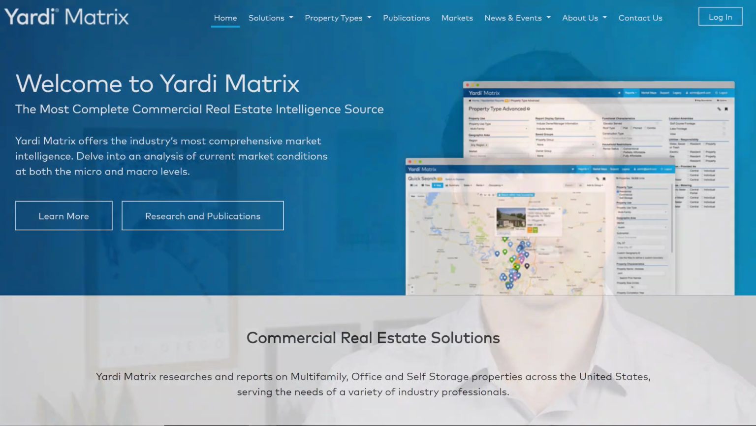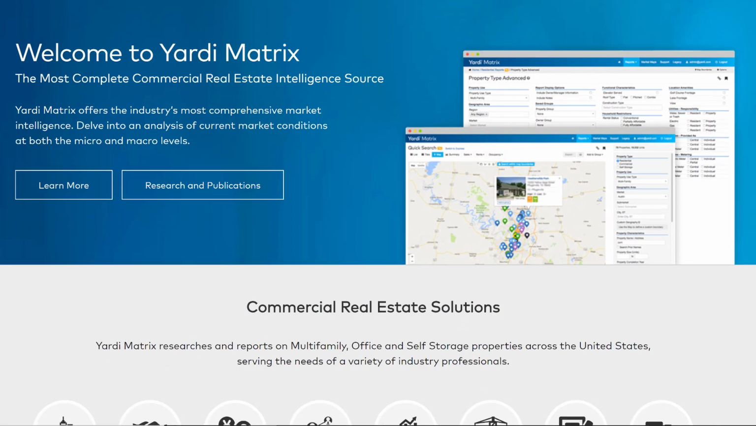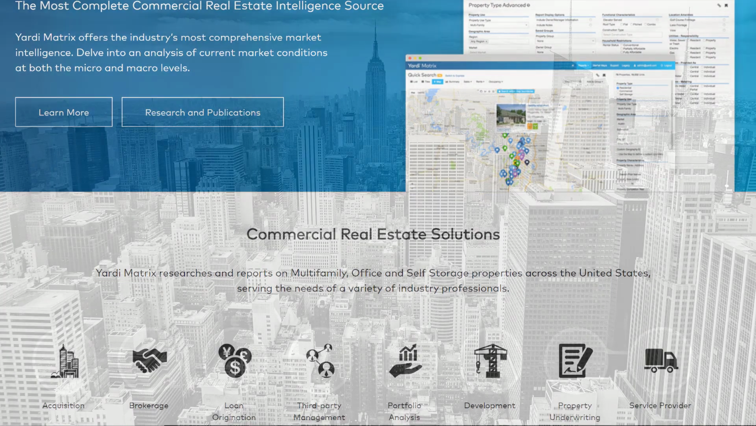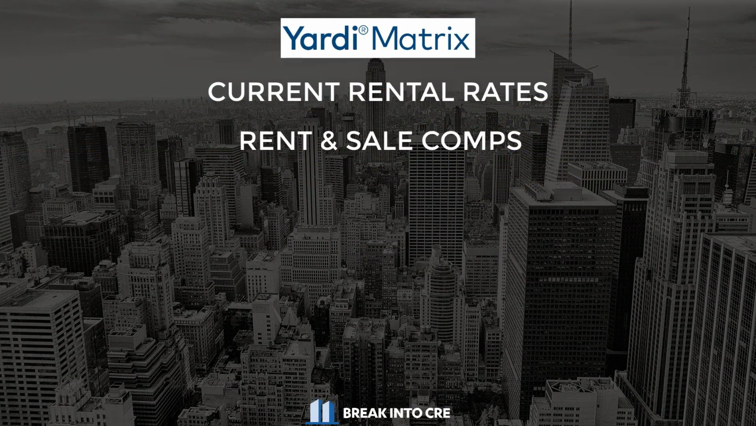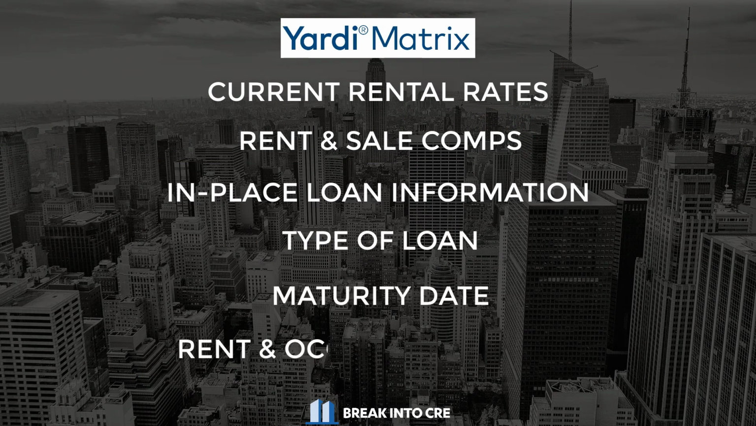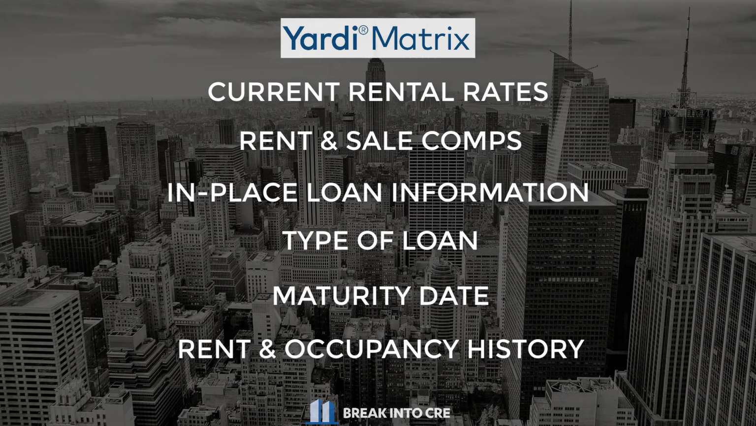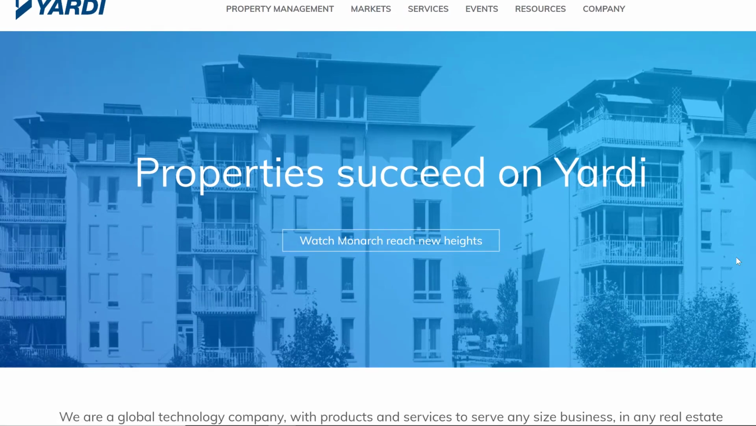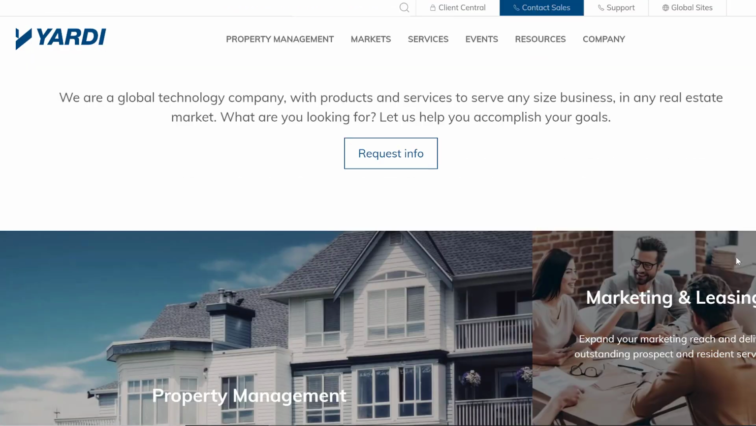Now, in addition to Axiometrics, many multifamily investors will also use another resource very similar to this, and that is Yardi Matrix. And Yardi Matrix includes similar information on current rental rates, rent comps and sale comps, and also includes in-place loan information, including the type of loan, the expiration date, and also the rent and occupancy history of each specific property as well.